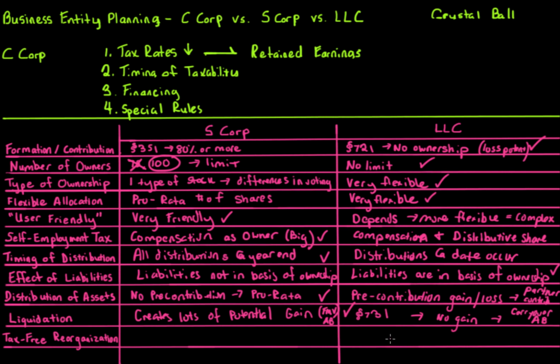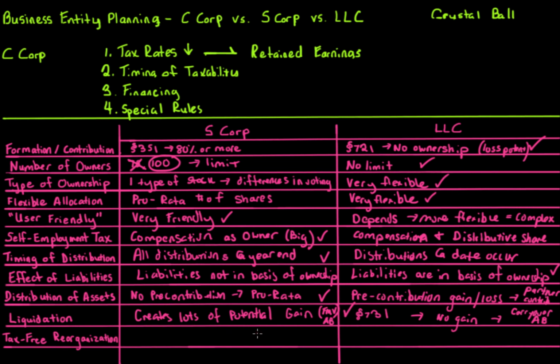All right, so far we have some advantages for S corporations: one, liquidation benefit; two, effective liabilities, which is a big one; three, flexible allocation; four, type of ownership; and for the LLC: five, no limit; and six. So we're 4 to 6, is that what we saw? Yeah, 1, 2, 3, 4, to 1, 2, 3, 4, 5, 6.